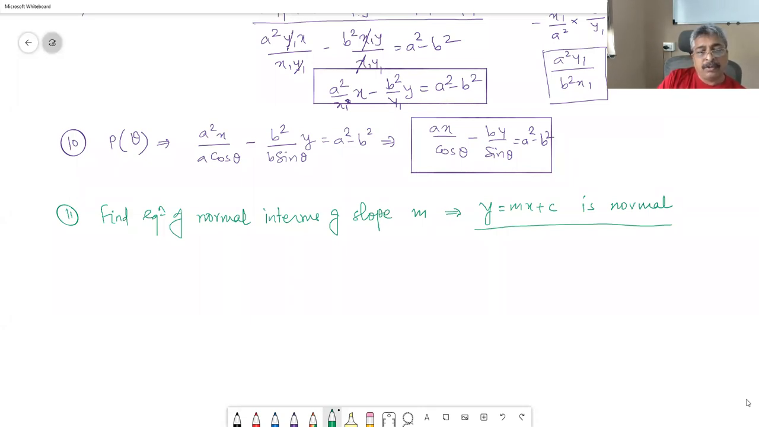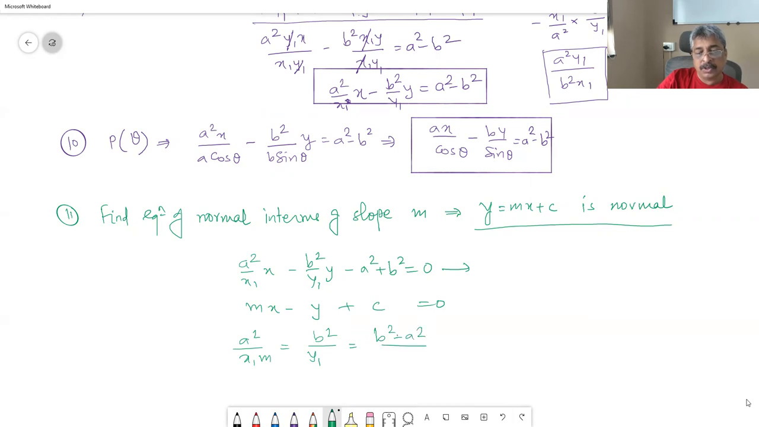One way of writing the equation of normal, we have already written: a square upon x1 times x minus b square upon y1 times y minus a square plus b square is equal to 0. This is one normal, and what we are saying now is this is another normal, mx minus y plus c is equal to 0. So both these are normals, therefore their coefficients must be proportional, and hence a square upon x1 m should be equal to b square upon y1 into minus minus 1, so b square upon y1, which is equal to b square minus a square upon c.